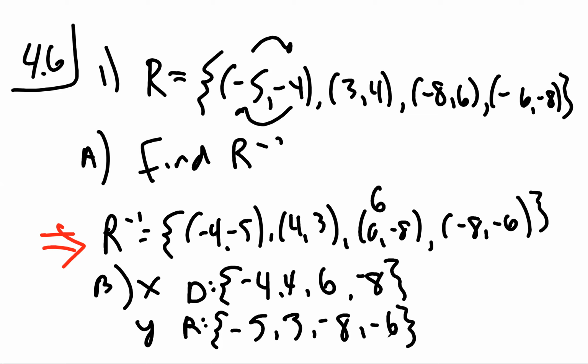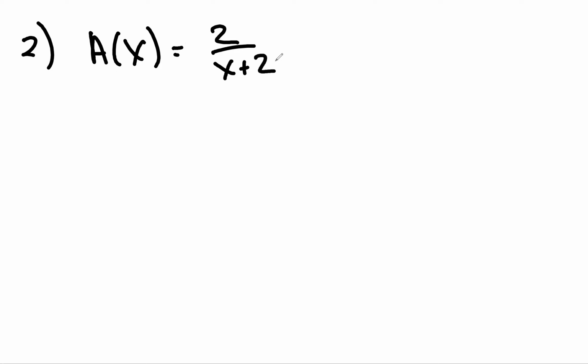All right, now the rest of the problems in this section are just you are getting a function and you are trying to determine if it has an inverse. And if it does have an inverse, you are trying to solve for it. And so let's go ahead and do that. So here we go. Number 2, we're going to be given the function a of x equals 2 over x plus 2. And we are supposed to be finding the inverse.